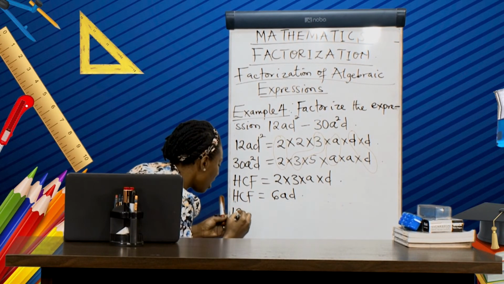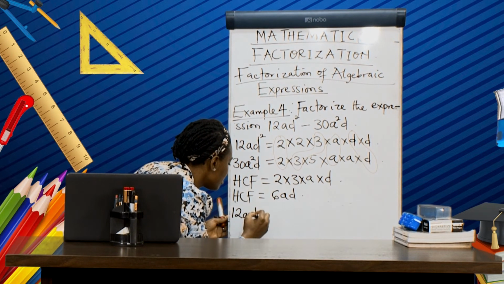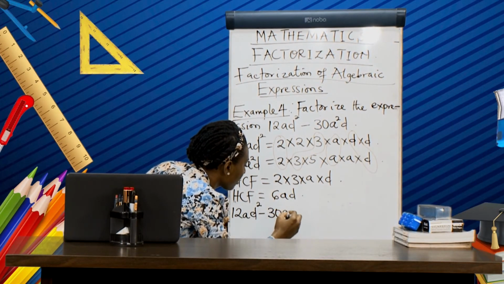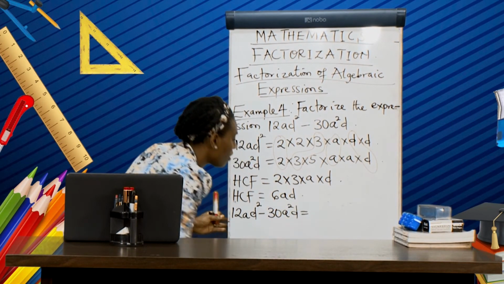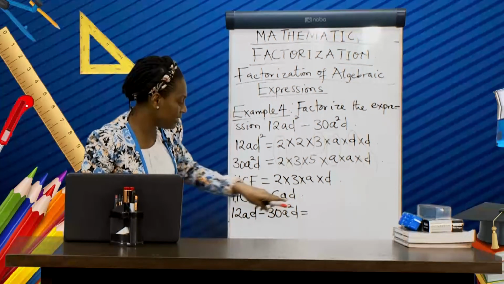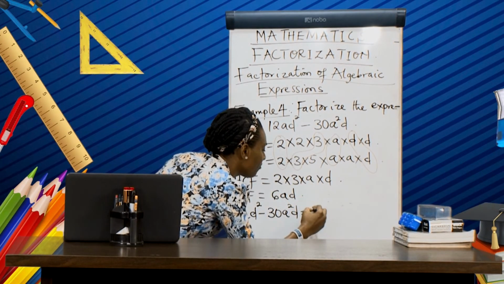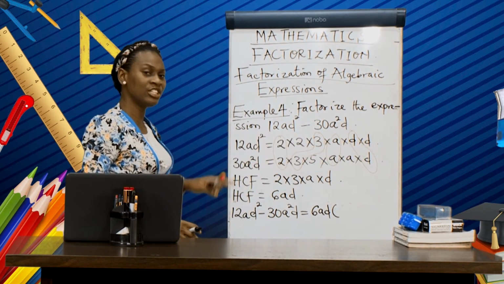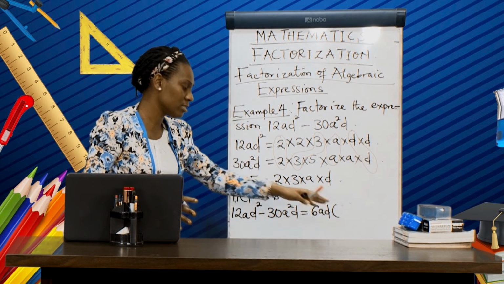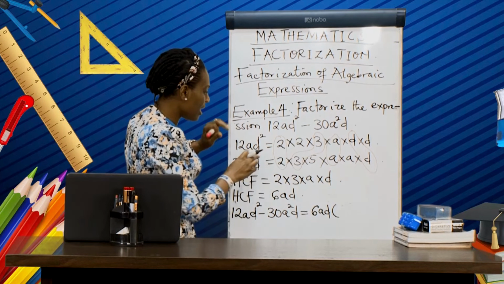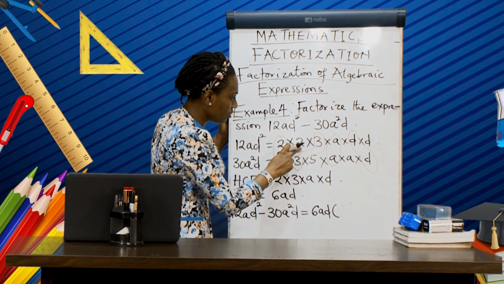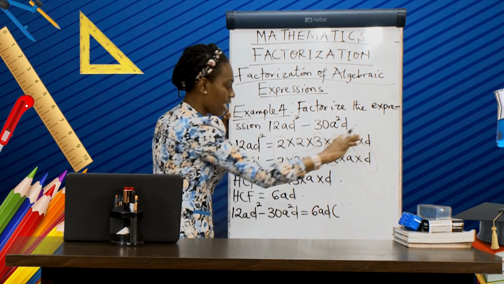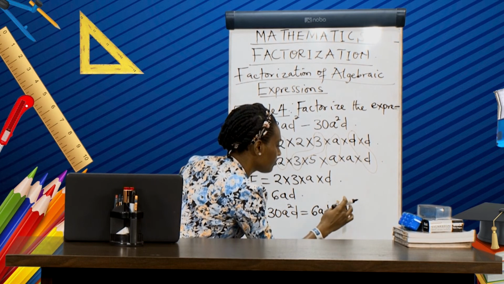So we have 12ad squared minus 30a squared d is equal to, since we know that 6ad is common to the two terms, we bring that out, we factor it out. Then whatever we have remaining in each of the expressions, we write them out in the brackets. So what do we have left here? We have 2 times d. I believe you can see that. 2 times d. So we have 2d.